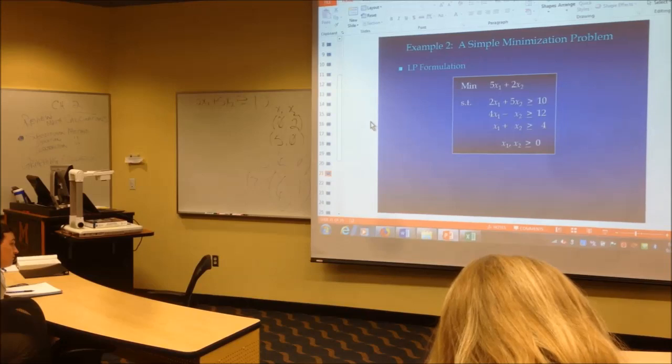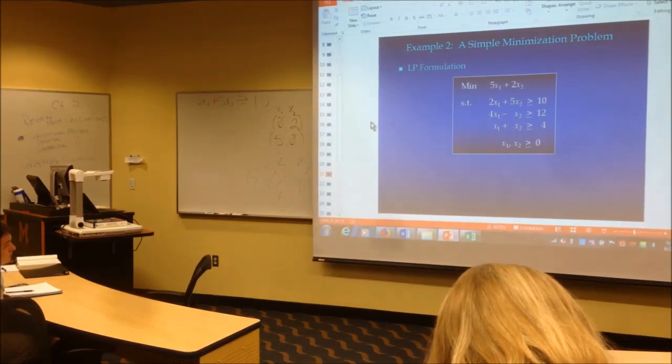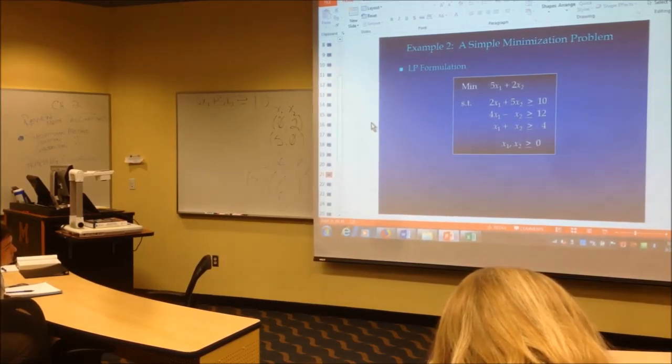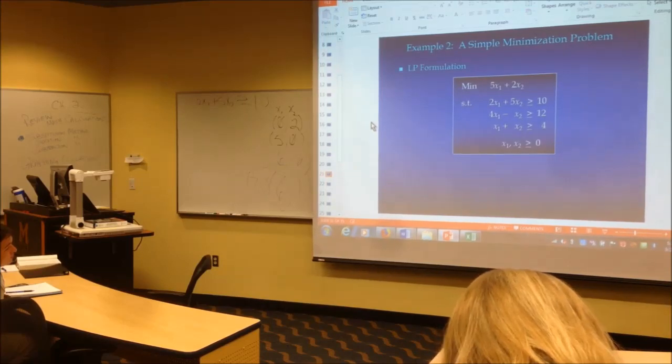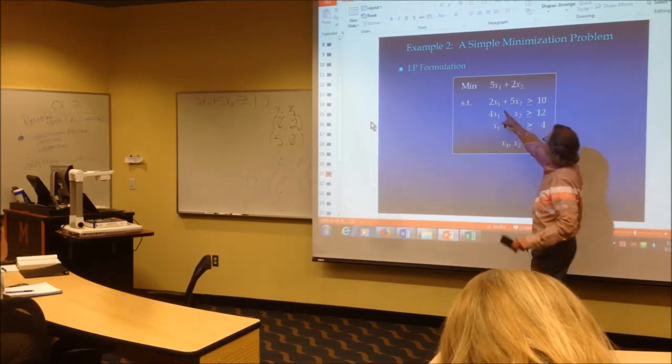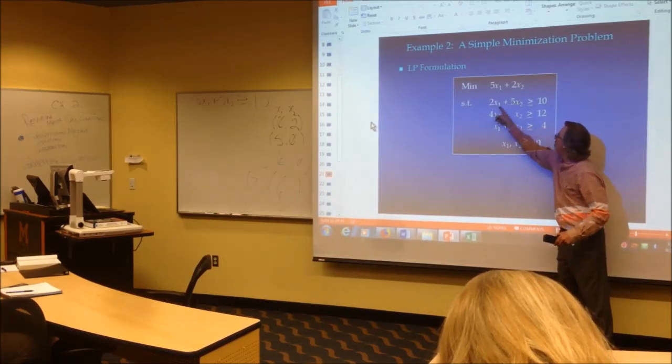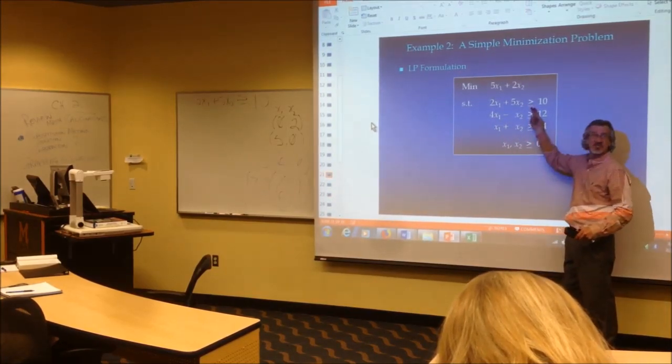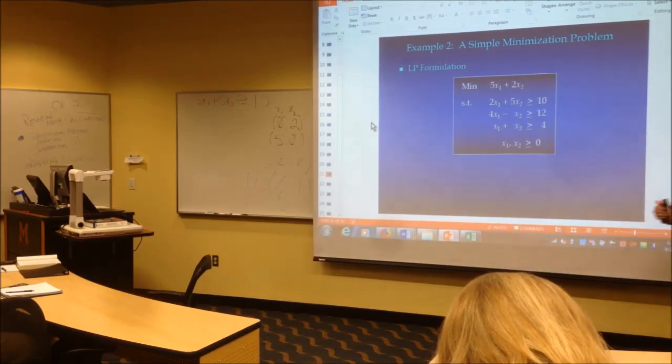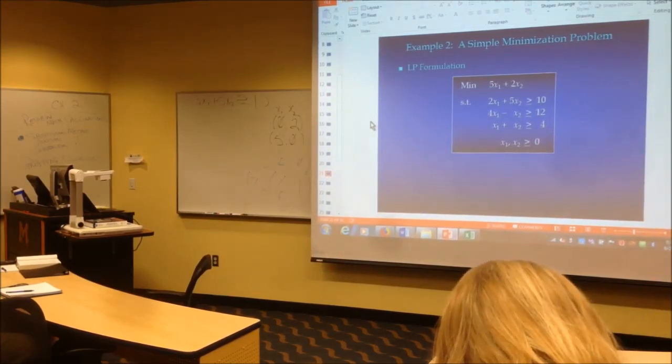Which way should I shade? Pick a point on either side of this line. I love (1, 1). Plug it in and determine if that's the direction to shade or not. 1 times 2 is 2. 1 times 5 is 5. 5 plus 2 is 7. Is 7 greater than or equal to 10? Yes or no? No. So that's not the direction to shade. The direction of shade is upward.